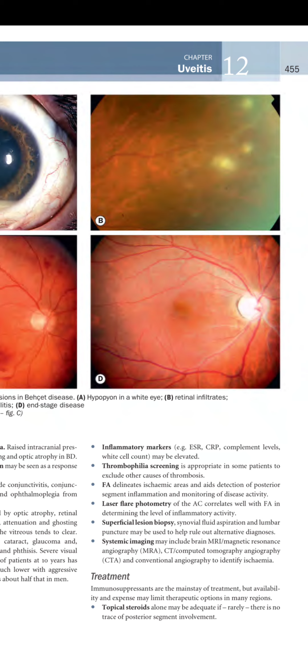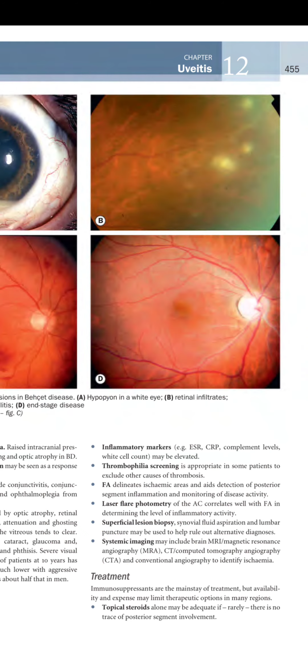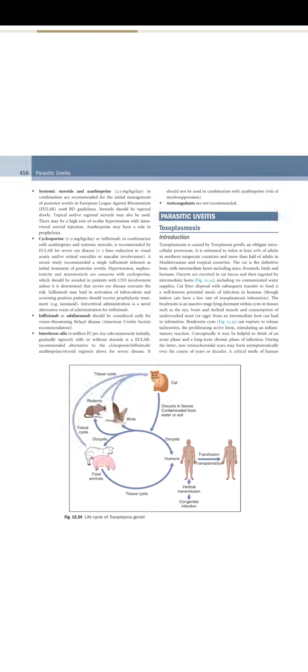Treatment: immunosuppressants are the mainstay of treatment, but availability and expense will limit therapeutic options in many regions. Topical steroid alone may be adequate if there is no trace of posterior segment involvement. So basically, immunosuppressants are the treatment. For anterior uveitis, you can use topical steroids, and they are usually adequate.